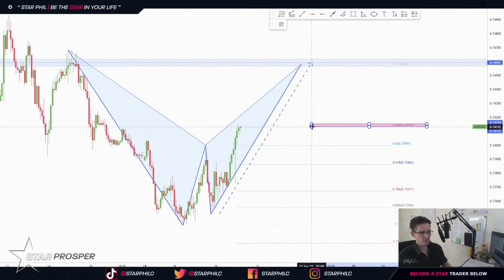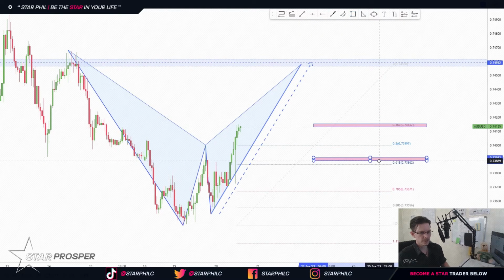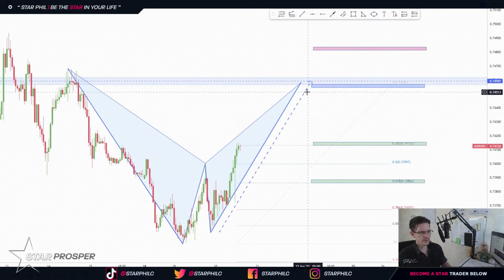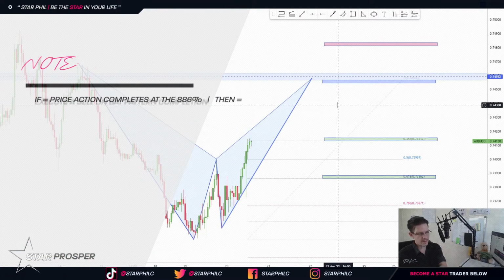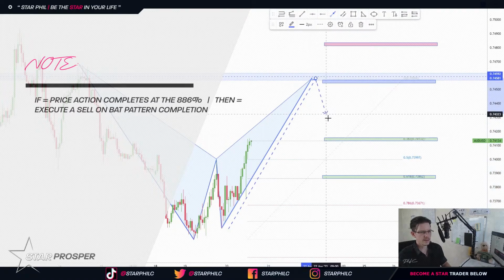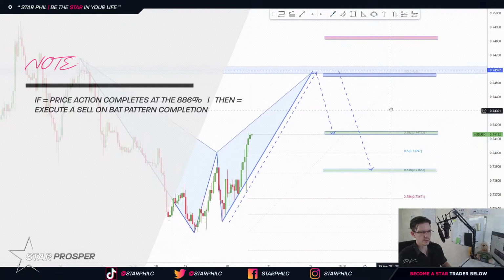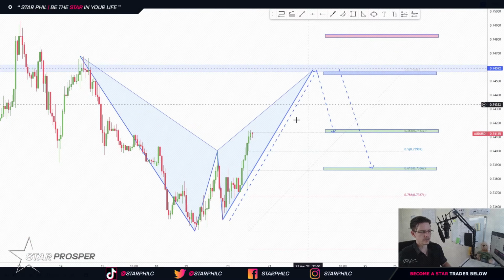And we can draw in boxes here to make it more visually appealing. So right here. And we use the if-then syntax. If price action does this, then we do that, right? So if price action comes all the way up into a D point completion, then we can sell it in a target 1 and target 2, okay? So we have a really good risk to reward profile on this potential bat pattern trade.